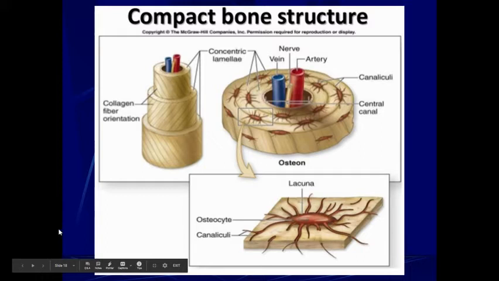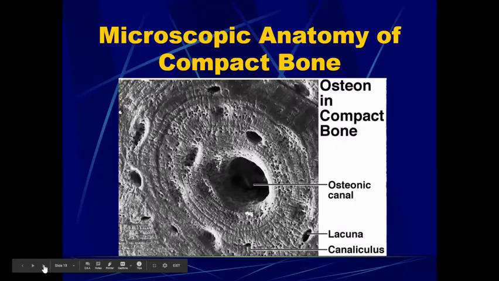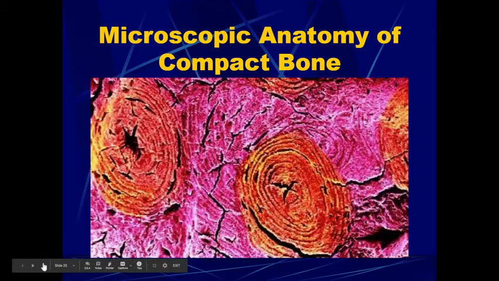Here you can see all of those structures together. So you can see how they all fit together and work together. Here is an electron microscopic picture of an osteon. And then here is another microscopic picture of the osteons.